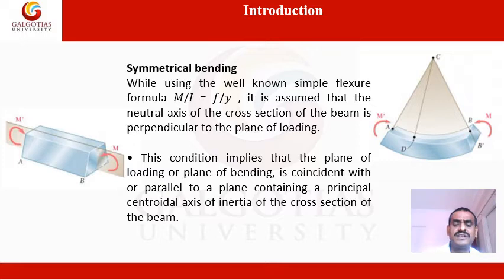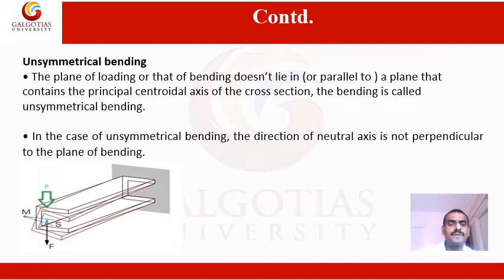So because of some bending moment, the beam is undergoing bending action. With respect to the vertical axis of the beam, if you see either side, the deformation is similar on either side. This type of bending is called symmetrical bending. Now we'll see the meaning of unsymmetrical bending.